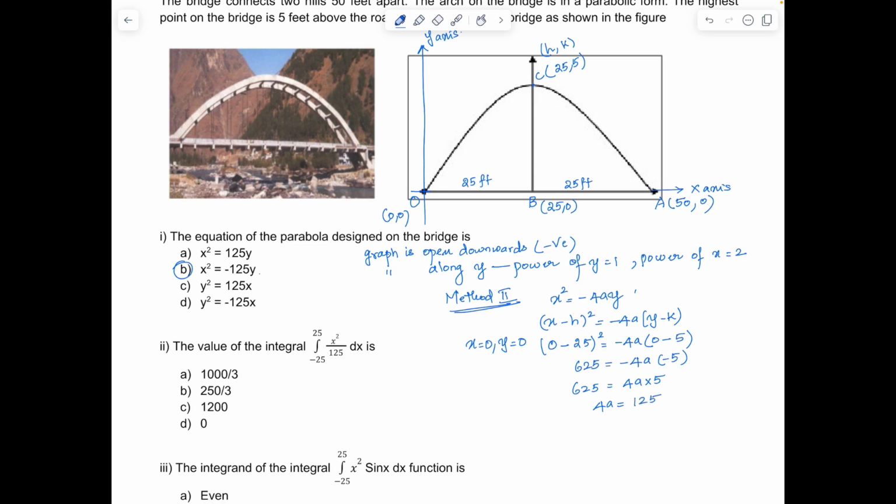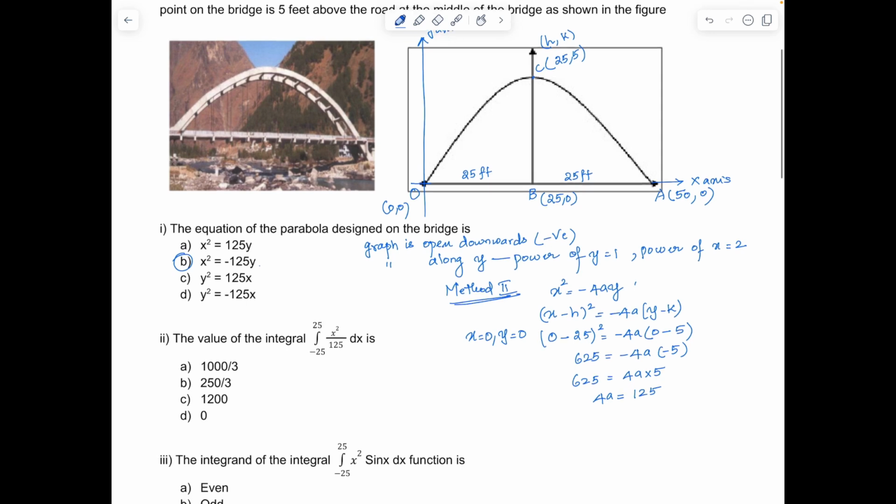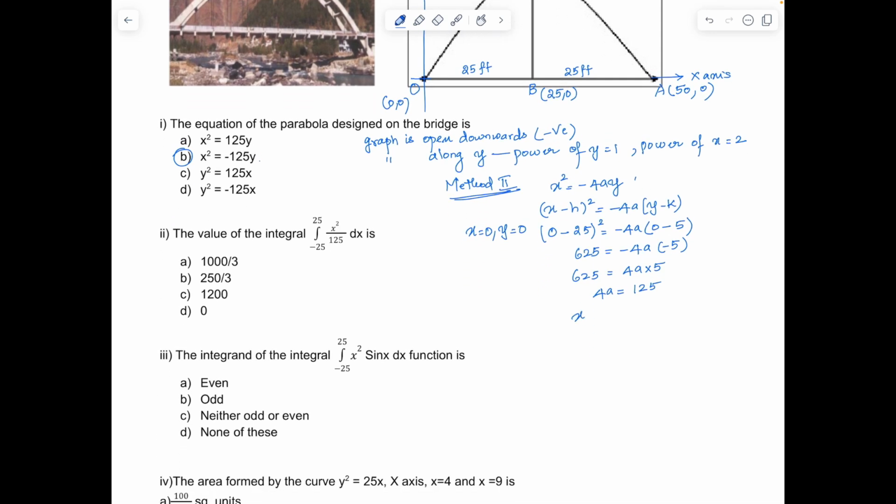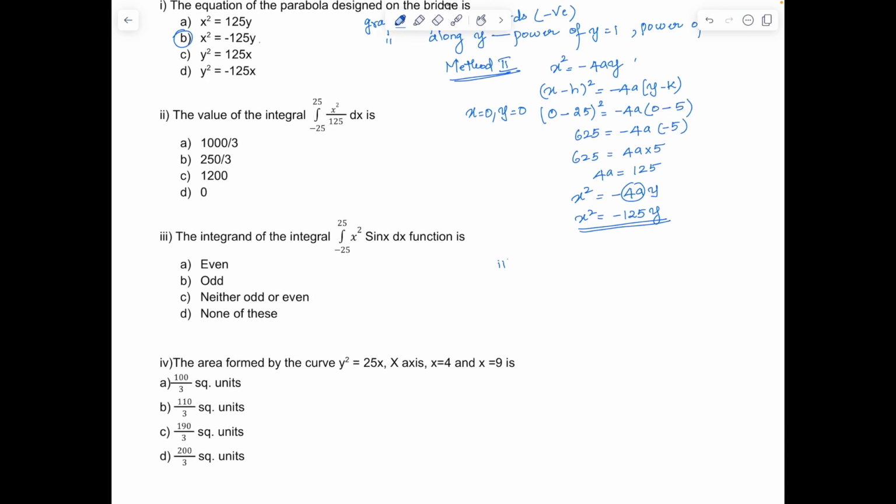So substituting the value of 4a in the template x square is equal to minus 4ay, 4a is 125, so the equation becomes x square is equal to minus 125y. So in this method also we are getting the same answer B. Question number 2. The value of the integral from minus 25 to 25 of x square by 125 dx.